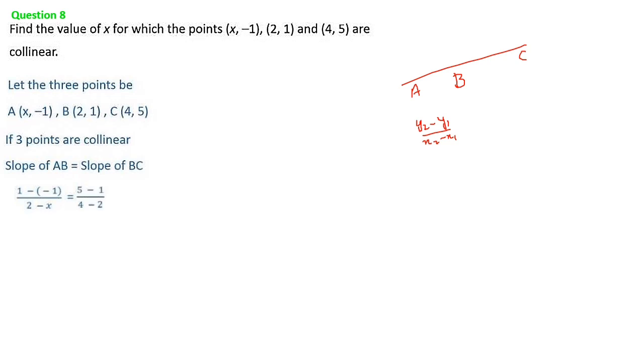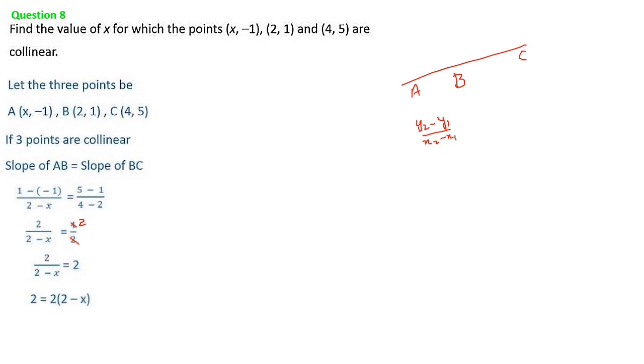Is equal to, next is BC. B and C: y2 minus y1 is 5 minus 1, divided by 4 minus 2, that is x2 minus x1. Then 1 minus (-1) is 1 plus 1, which is 2, divided by 2 minus x, is equal to 5 minus 1 is 4, divided by 4 minus 2 is 2. Then 2 and 4 we can cancel, and 2 and 4 will go 2 times. Then we get 2 by 2 minus x is equal to 2.